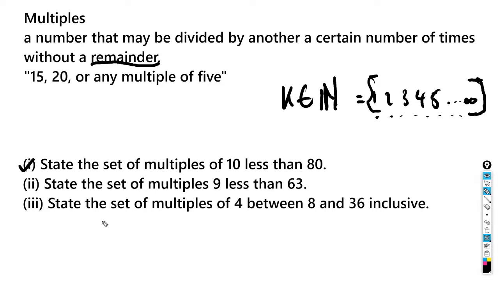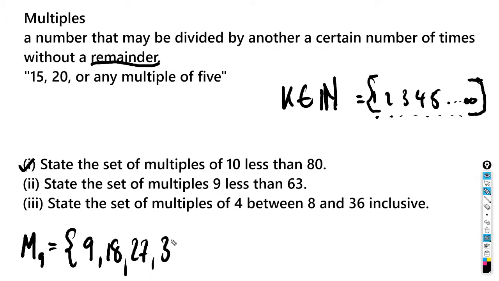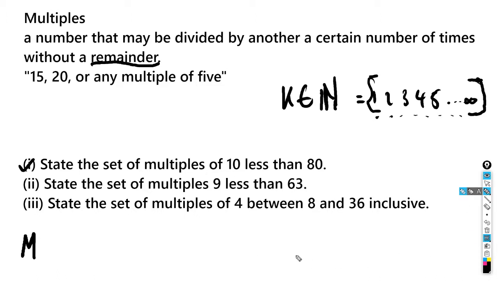The next one says state the multiples of 9 less than 63. Let's do the same thing. We're going to call the set M9, and we're going to start off with 9, 18, 27, 36, 45, 54, and not inclusive of 63. So these are the multiples of 9 less than 63. Easy, right? Let's move on to the next one.